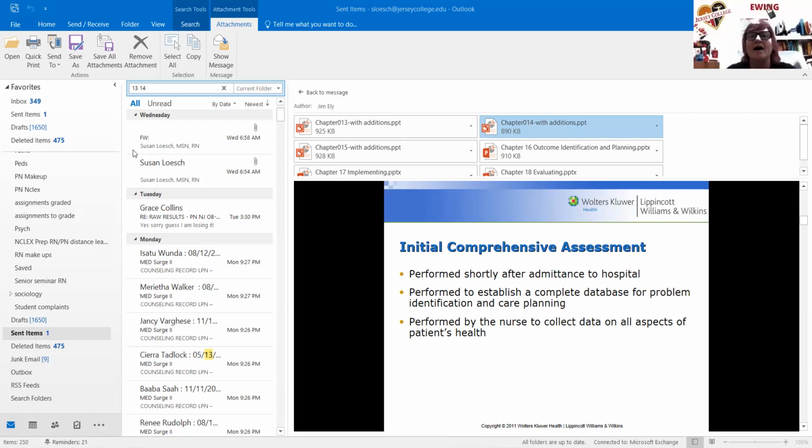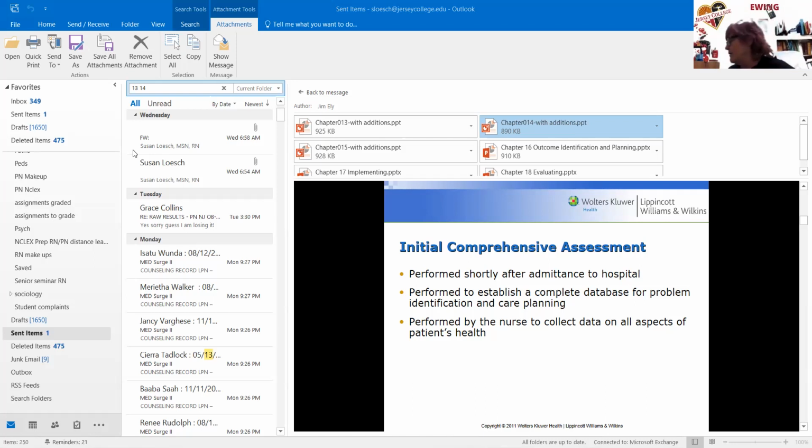All right, so we were talking about assessment. Initial assessment: generally there's some kind of hospital policy in place for that. You're usually going to do it within the first 24 hours. So the patient is admitted and we do this initial assessment. We want to get the baseline data on the patient.